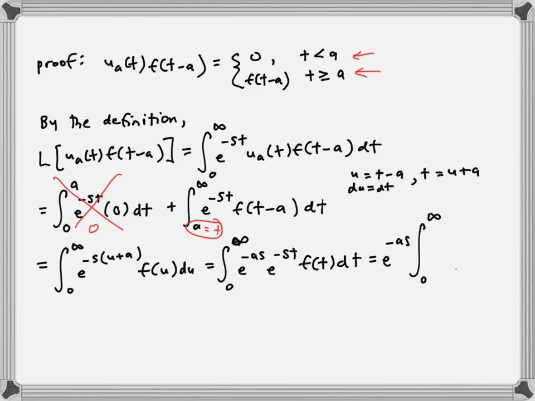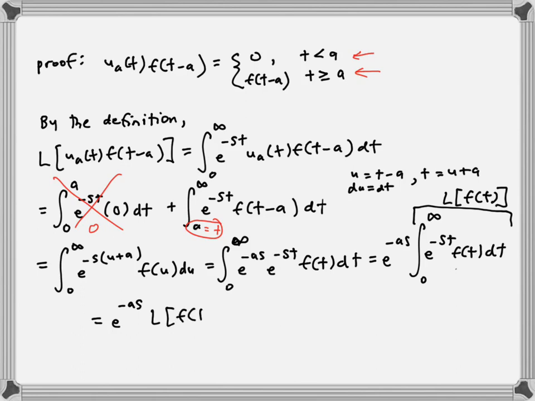And I'm going from 0 to infinity of e to the negative st f of t dt. Except now we recognize that as just the Laplace transform. So this is literally the definition of the Laplace transform of f of t. And so the answer is e to the negative as times the Laplace of f of t, or another way to write that is e to the negative as F of s. So that's the proof.